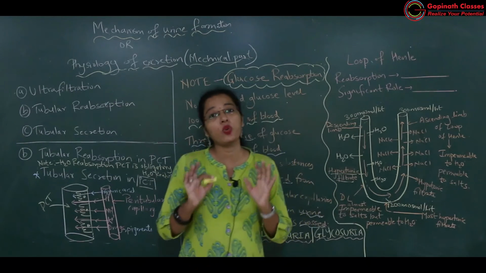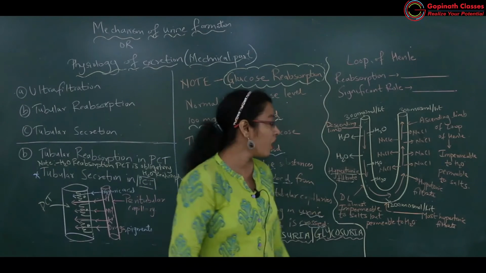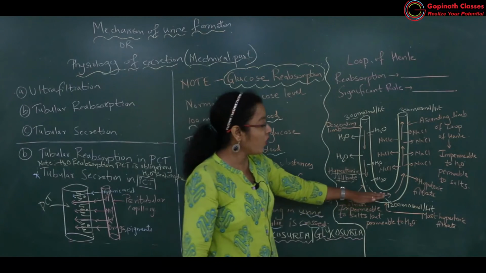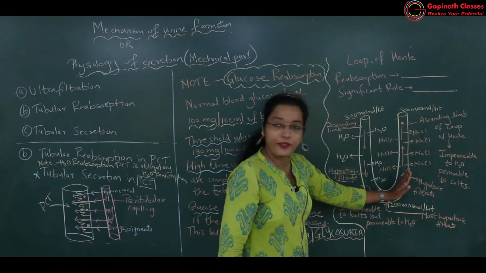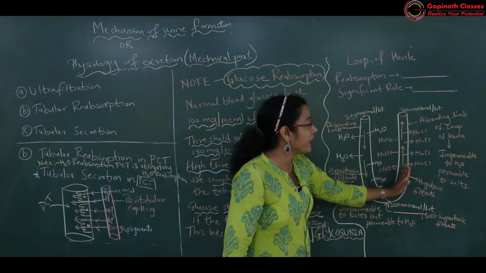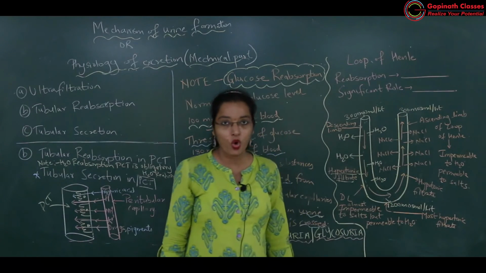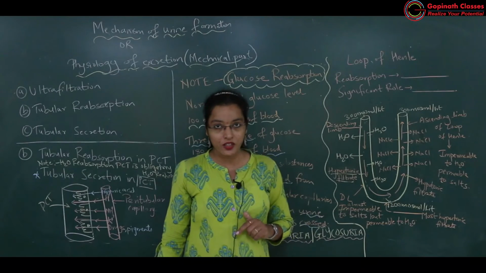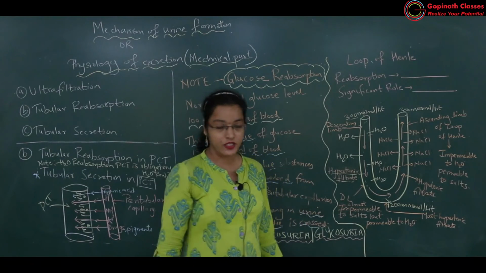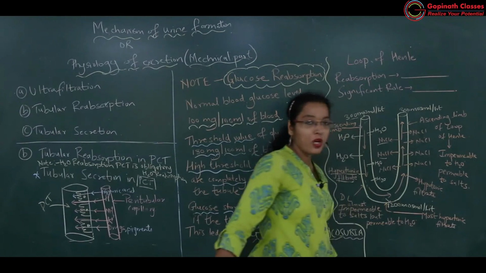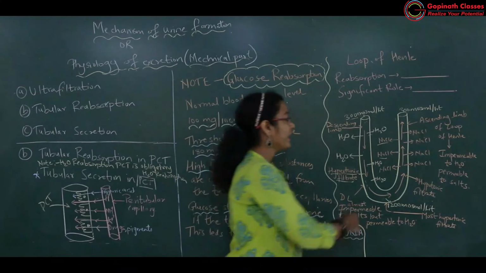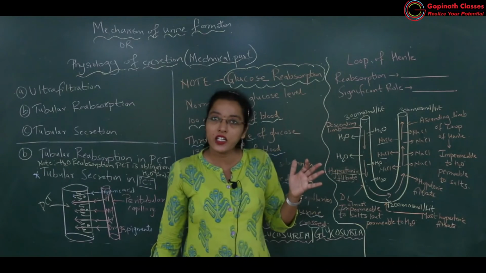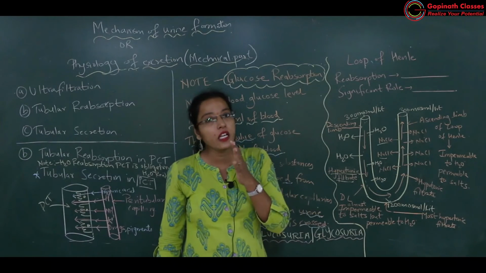So most hypertonic nephric filtrate is seen in the U-shaped turn of the loop of Henle. Okay, now whatever hypertonic nephric filtrate is there, it is now entering the ascending limb of the loop of Henle. The ascending limb is impermeable to water but permeable to salts, especially NaCl. So NaCl will be reabsorbed.